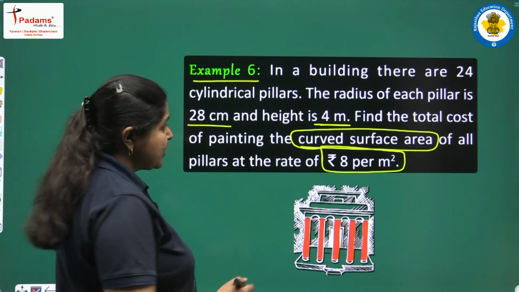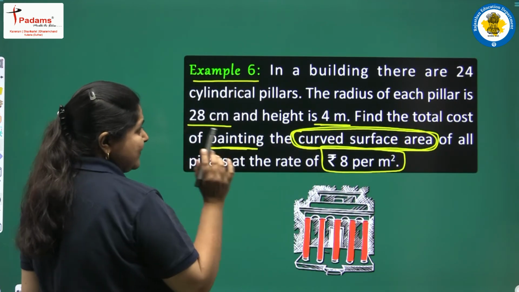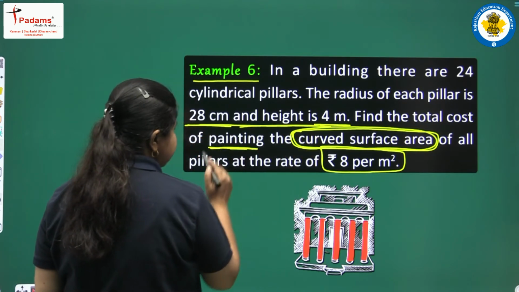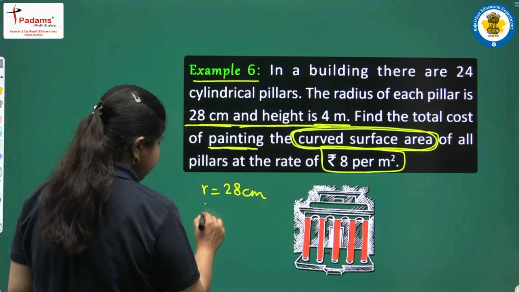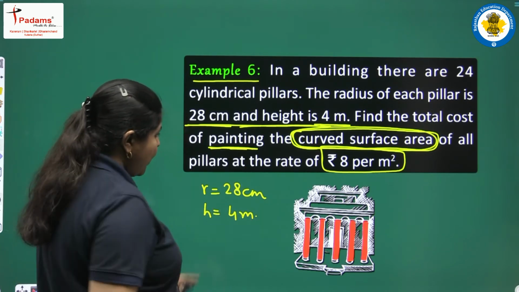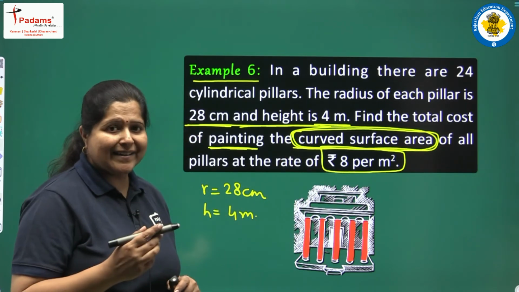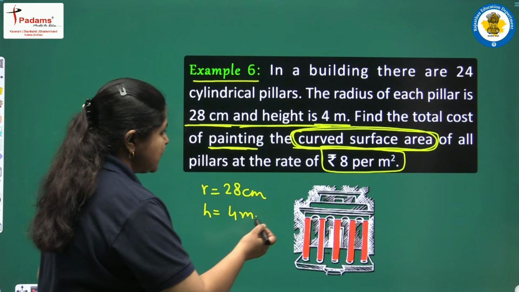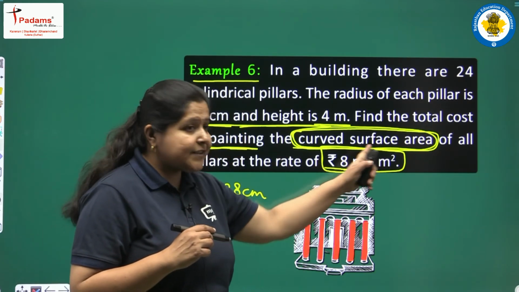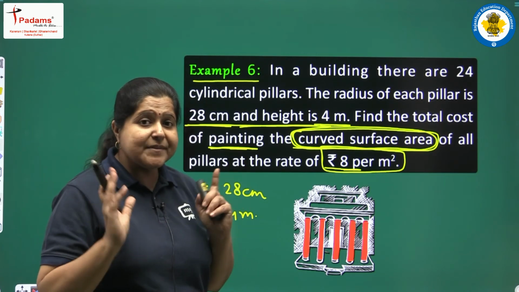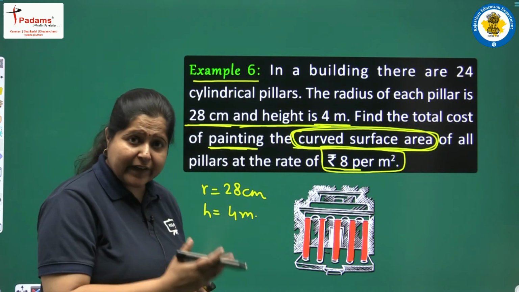और इन pillars का जो curved surface area है उनको क्या करना है? Paint करना है. We have been given the radius and the height of each pillar. Radius दिया गया है, it is 28 centimeter for each pillar and the height is 4 meter. और हमें सभी pillars का जो curved part है, curved surface area, उसको paint करना है. तो obvious है, जब हमें cost find out करना है at the rate of ₹8 per meter square, तो पहले हमें इन pillars का curved surface area find out करना होगा. ये हमसे क्वेश्चन में निकालने को नहीं कहा गया है, पर ये हमें खुद समझ होनी चाहिए कि पहले हम कर्व्ड सरफेस एरिया फाइंड आउट करेंगे.